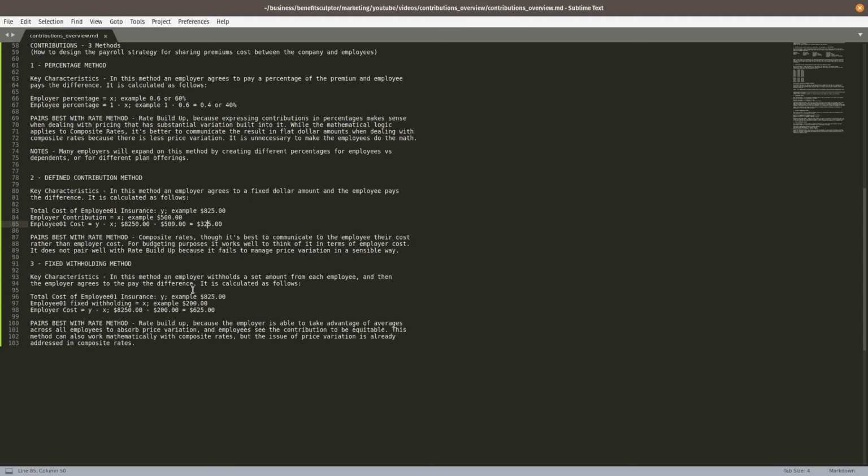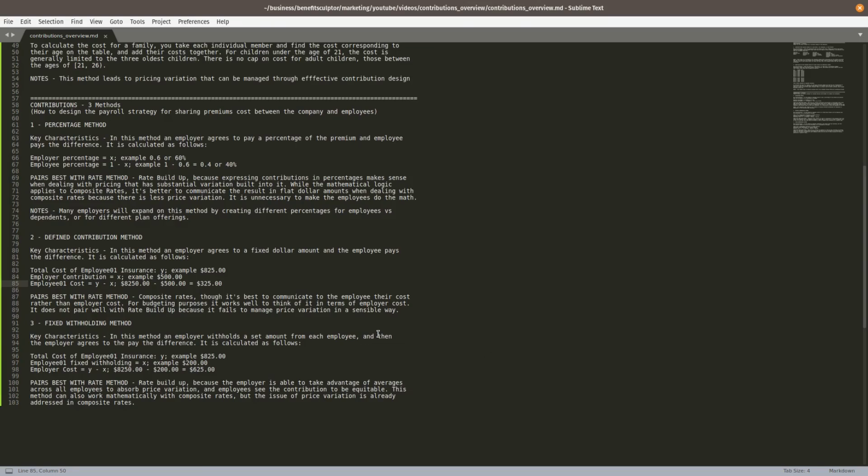You've created a sense of equitability. People like it. It keeps things simple. It makes payroll real easy because you know how much to withhold from everybody. You don't have to do complex calculations. So anyways, that's the overview of contribution methods.